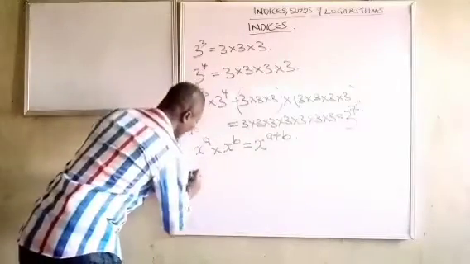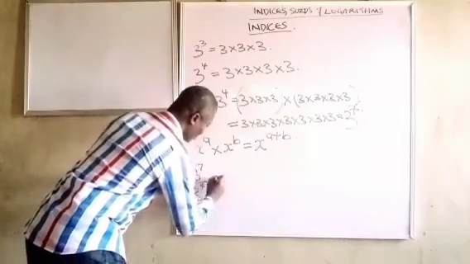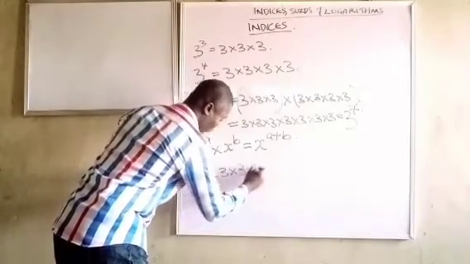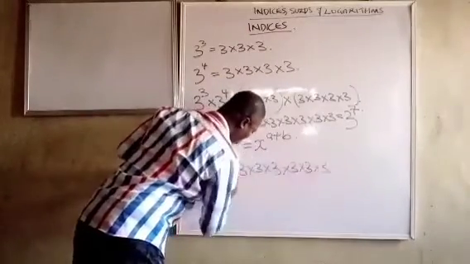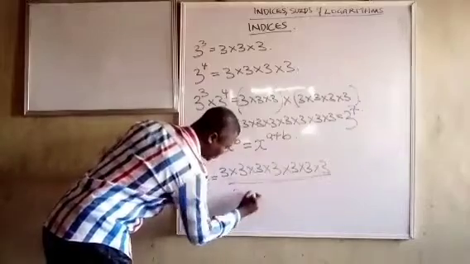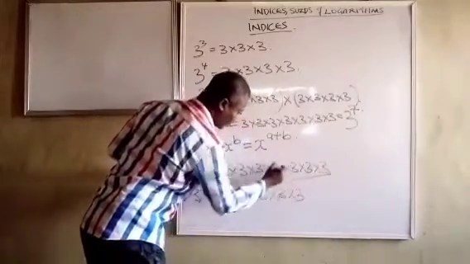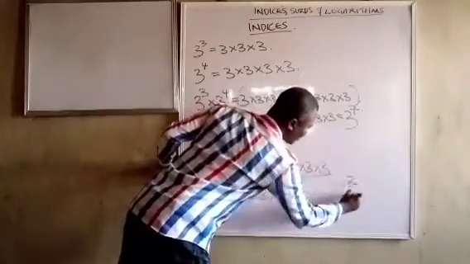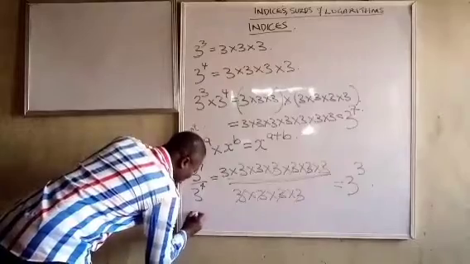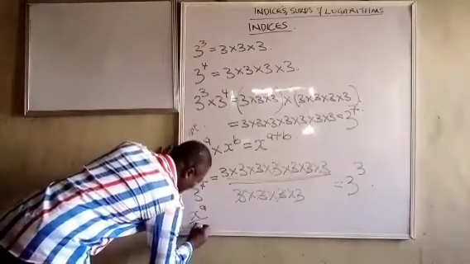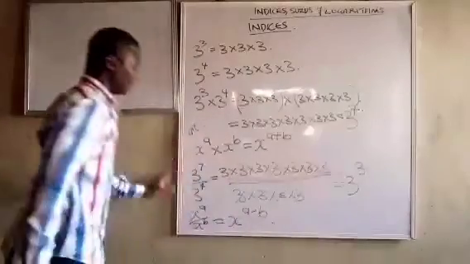Let's say we have 3 raised to power 7 divided by 3 raised to power 4. We are going to have 3 times 3 times 3 times 3 times 3 times 3 times 3 over 3 times 3 times 3 times 3. So at the end of the day, we have 3 raised to power 3. So this gives us the next rule. That is, when we have x raised to power a divided by x raised to power b, it is going to be x raised to power a minus b. That's the second one.